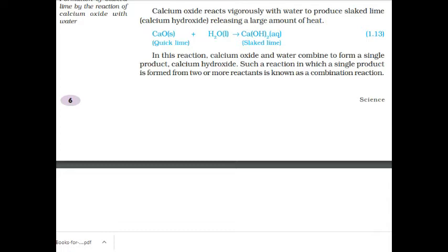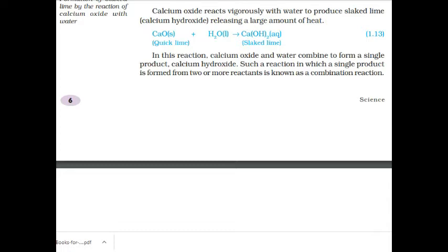In this reaction, calcium oxide and water combine to form a single product, calcium hydroxide. Such a reaction in which a single product is formed from two or more reactants is known as combination reaction. Here at the LHS, two reactants are present, CaO and H2O, that is quick lime and water. When these two reactants combine together to form one product, which product is formed? Slaked lime, Ca(OH)2.